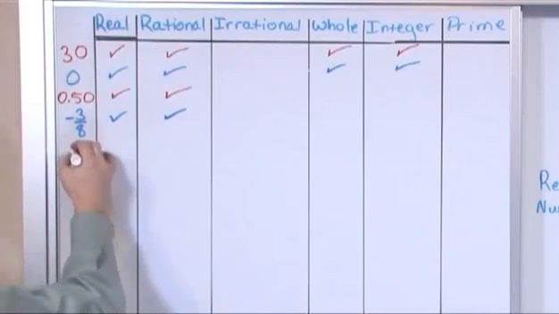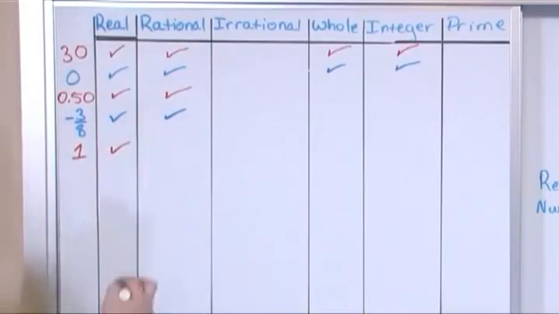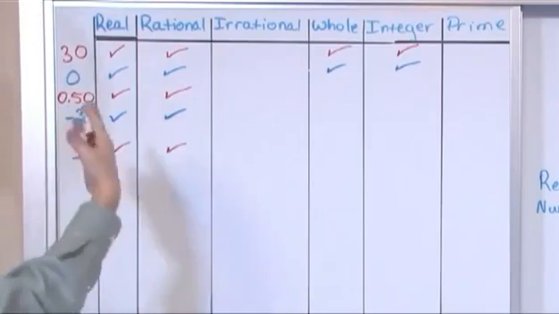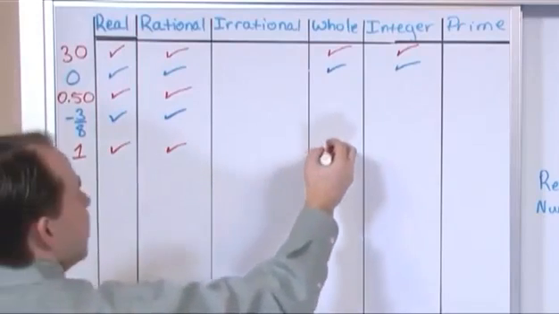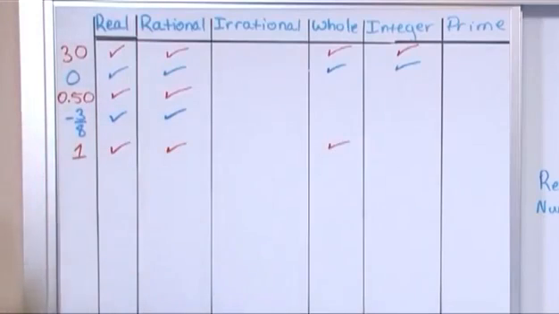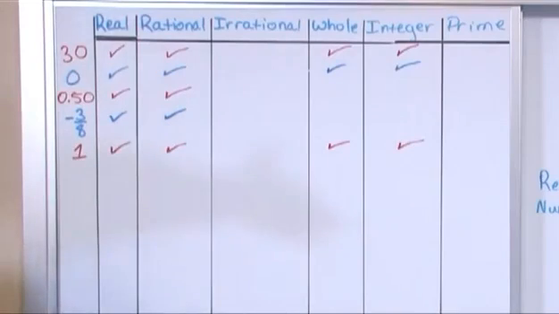Okay, let's look at the number 1. It's real. It's not imaginary, so it has to be real. It's rational because you can write the number 1 as 1 over 1. It's not irrational for the same reason. It is a whole number because whole numbers are 0, 1, 2, 3, 4, 5, 6, 7 on up. It is an integer because those are the positive and the negative numbers with no decimals.